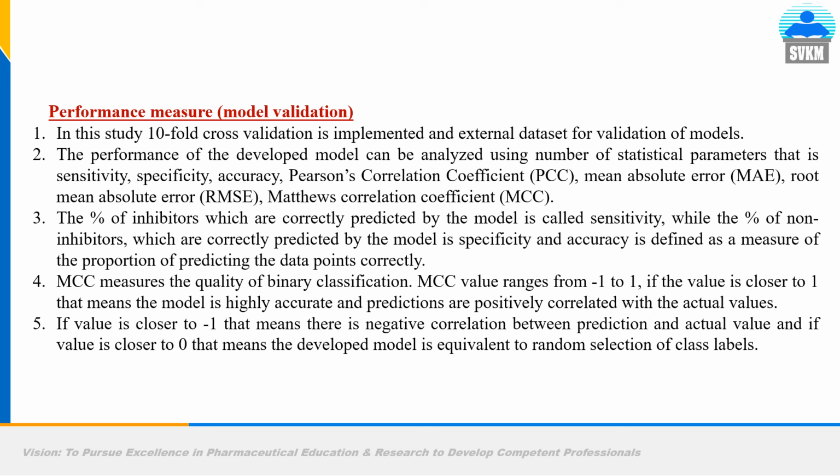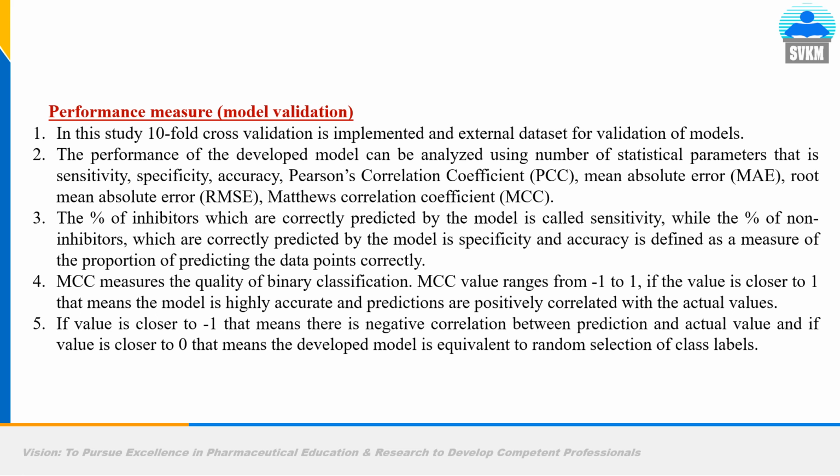The percentage of the inhibitors which are correctly predicted by the model is called sensitivity, while the percentage of non-inhibitors which are correctly predicted by the model is called specificity. Accuracy is defined as the measure of the proportion of data points predicted correctly. MCC measures the quality of binary classification.